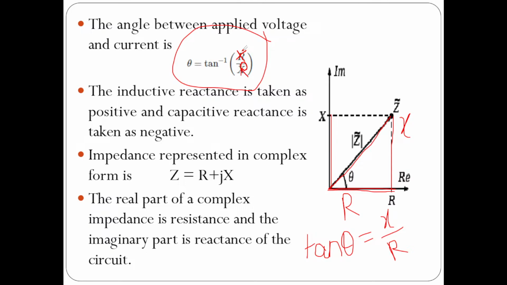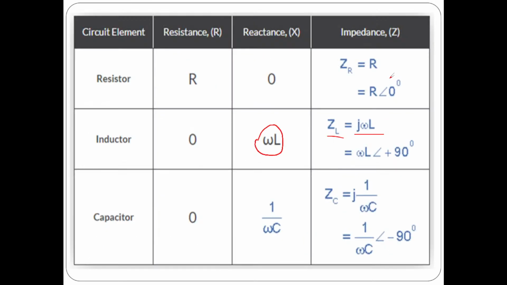Now if it is a purely inductive circuit, R will be 0. Reactance is omega L. So Z will be equal to jX, where X is omega L. So ZL is equal to j omega L. For the resistive circuit, R is on the X axis, so the angle between voltage and current is 0. For the inductive circuit, the angle between voltage and current is plus 90 degree, because voltage is leading current.